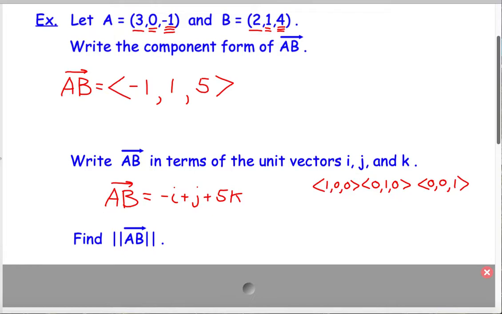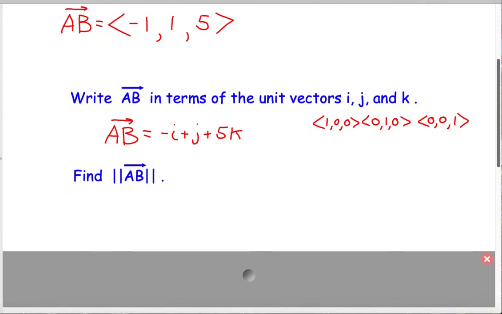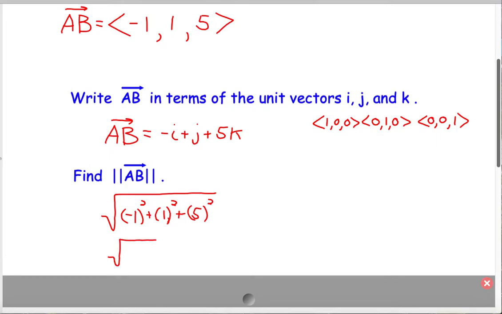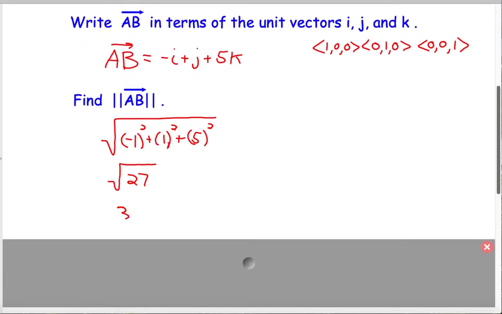Easy enough. Find the magnitude of vector AB. Well, we could do the distance formula between points A and B in 3-space. We proved how to come up with that formula. But if we just extend what we've learned, it's going to be the square root of the squares of the components of the vector. So negative 1 squared plus 1 squared plus 5 squared. And so that's going to give us the square root of 27. 1 plus 1 is 2, plus 25 is 27. And then we can break that down a little bit. That's 9 times 3, so we can write that as 3 root 3.